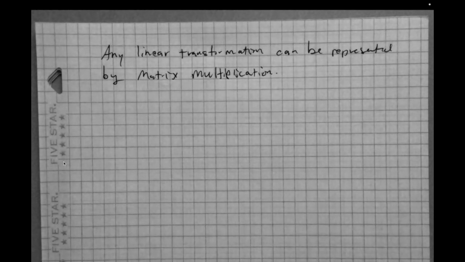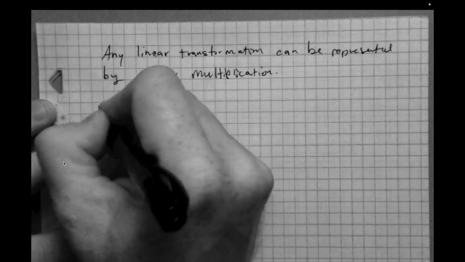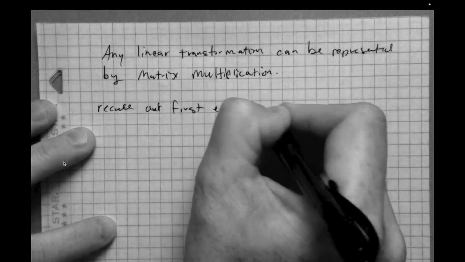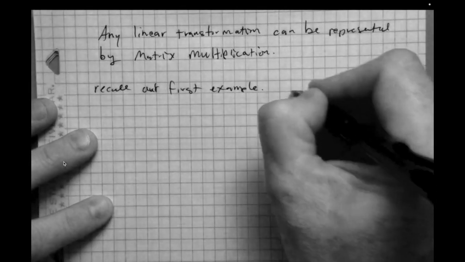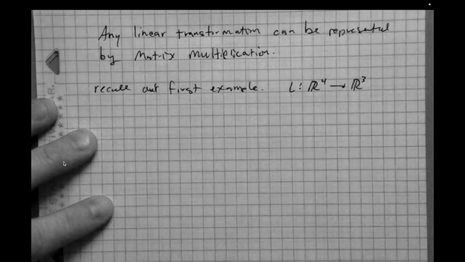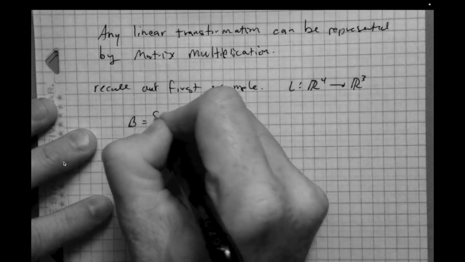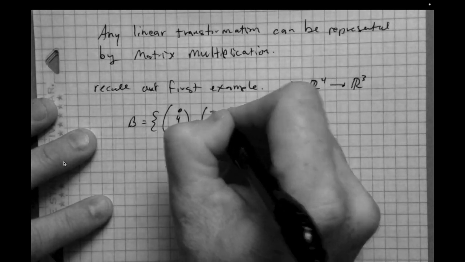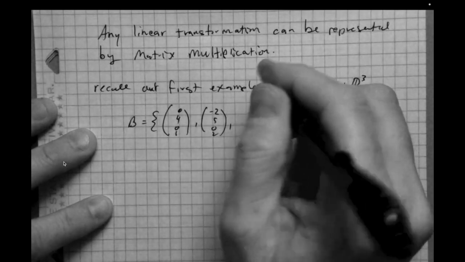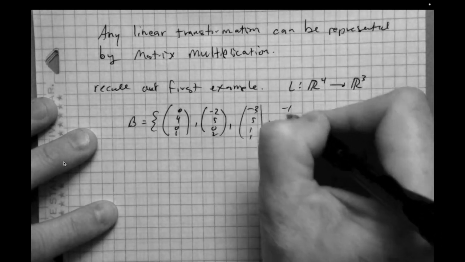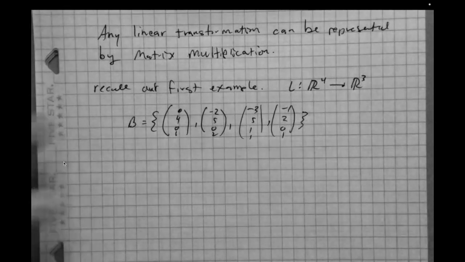Okay, similar to what we just did, let's build this up through an example. So let's recall our first example. This was L from R4 to R3. We were given an ordered basis B, which was (0, 4, 0, 1), (-2, 5, 0, 2), (-3, 5, 1, 1), and (-1, 2, 0, 1).